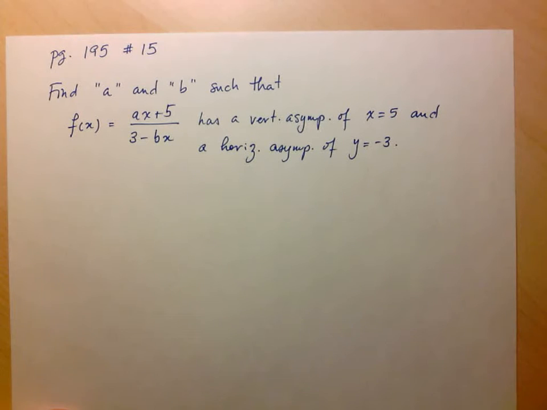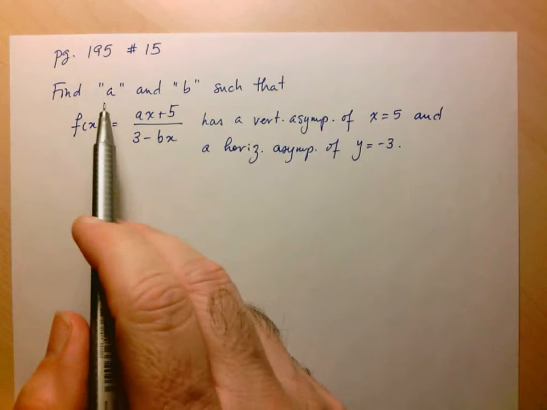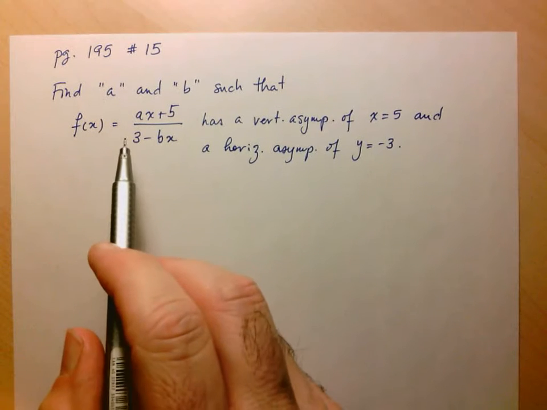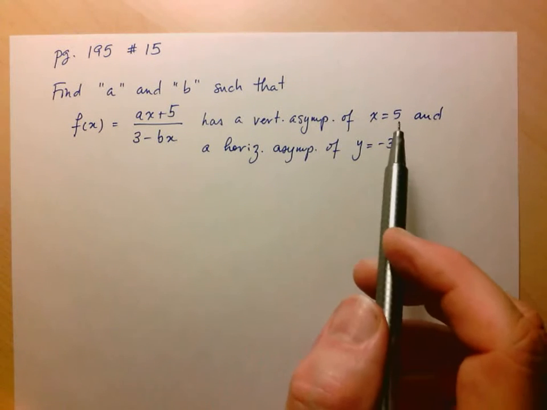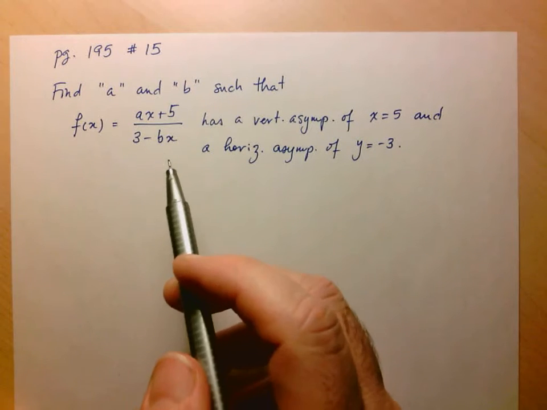Hi folks, we're going to take a look at number 15 from page 195. Here they want us to find these unknowns a and b such that this function has a vertical asymptote of x equals 5 and a horizontal asymptote of y equals -3.